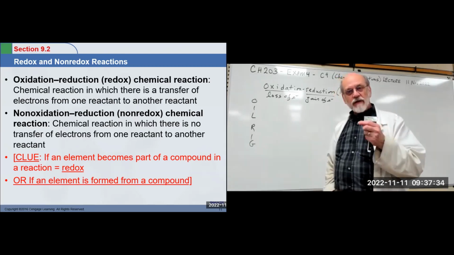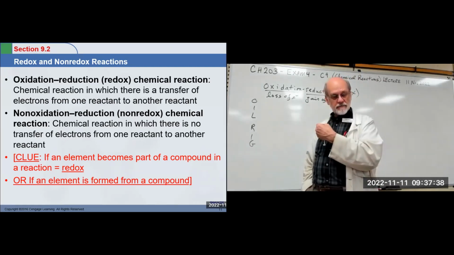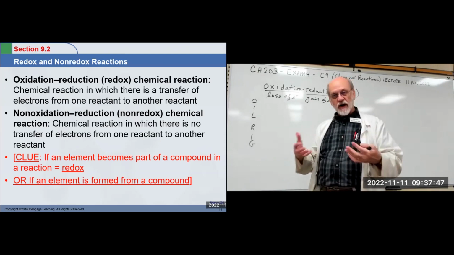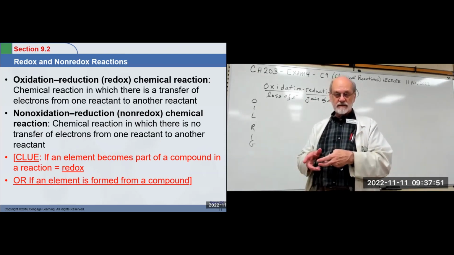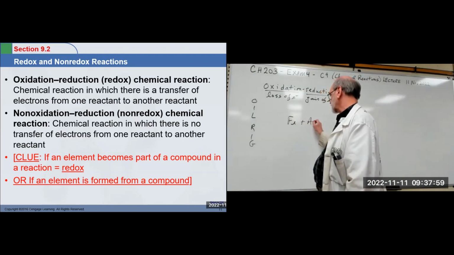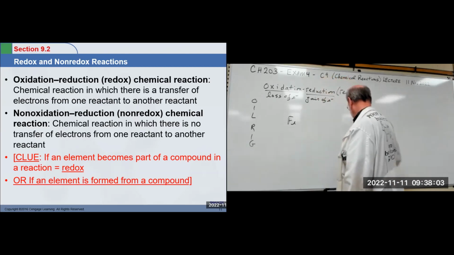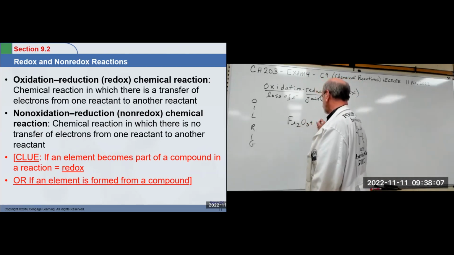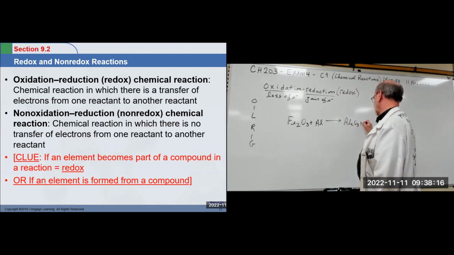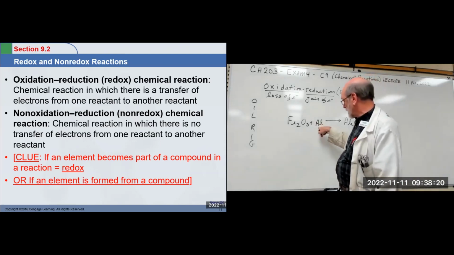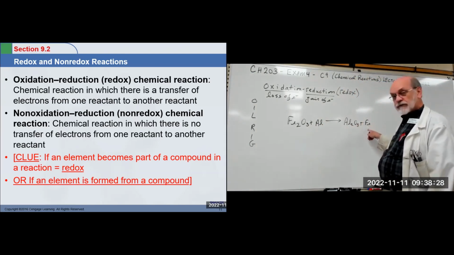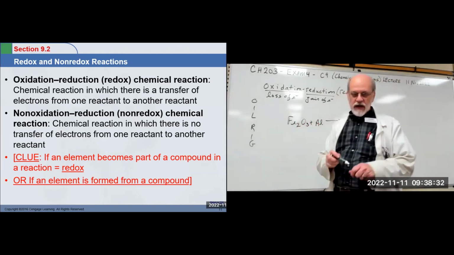One of those clues is if you have a free element on one side of the reaction, either on the reactant side or the product side, and on the opposite side, that element is combined in a compound. That is a redox reaction. That's why I said that this thermite reaction is a redox reaction. Here you have an element, and over here on the product side, it's combined in a compound. Or you can look at it this way: there's a free element, but it used to be in a compound. Those are always redox reactions.